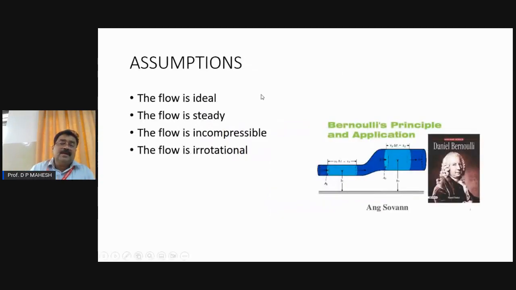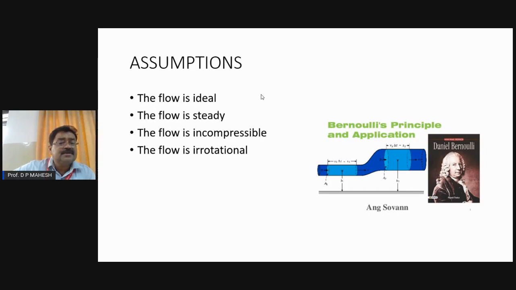Now, Bernoulli's equation is derived based on several assumptions. The fluid is considered to be ideal. Ideal fluid means that the fluid has no viscosity. It is only for the purpose of certain derivations that we assume the fluid is ideal. Ideal fluid is an imaginary fluid which does not possess any viscosity. Strictly speaking, no fluid exists under the name ideal, because all fluids in existence possess some amount of viscosity, and thereby all of them are real.